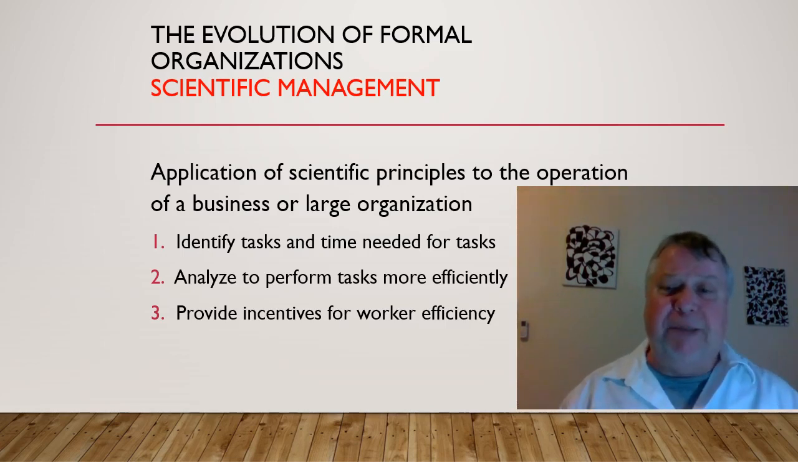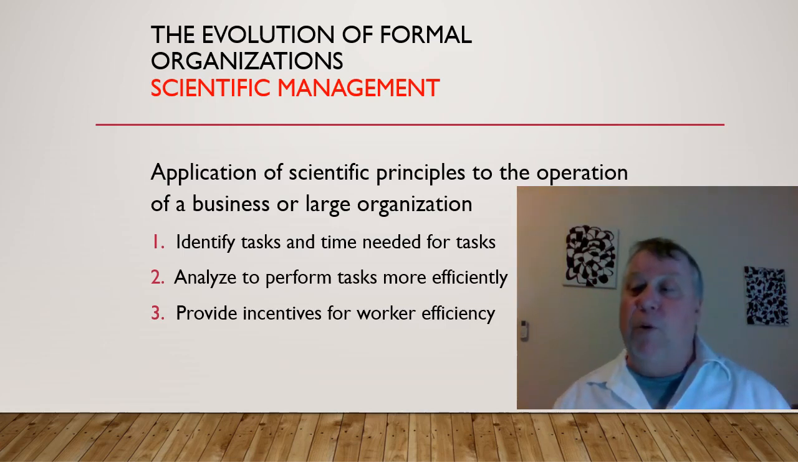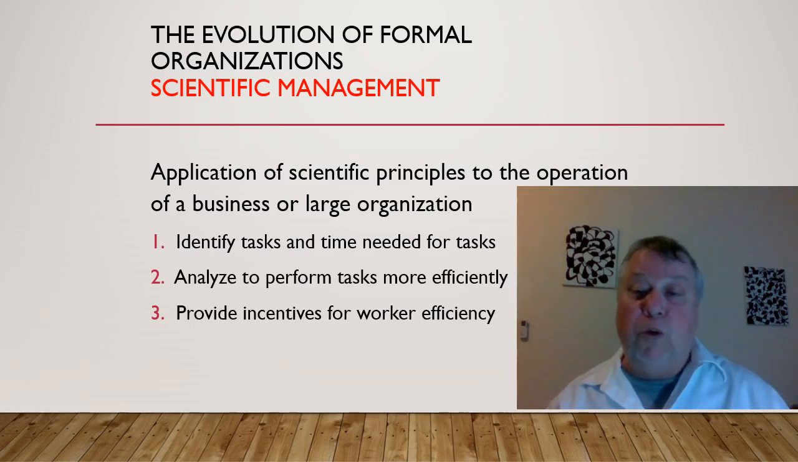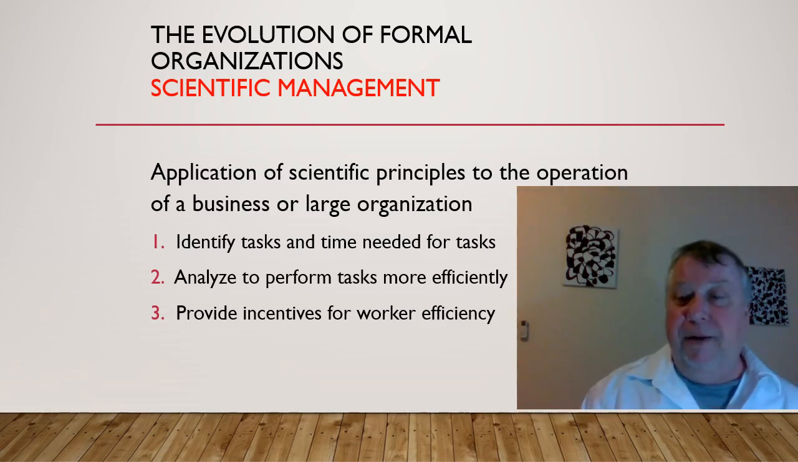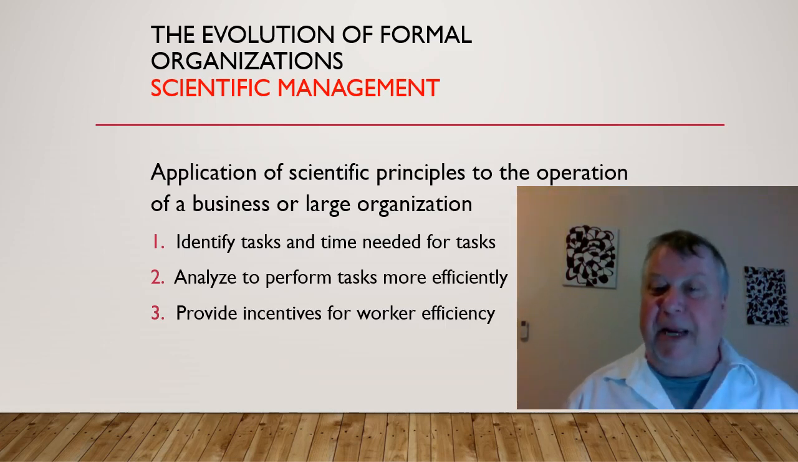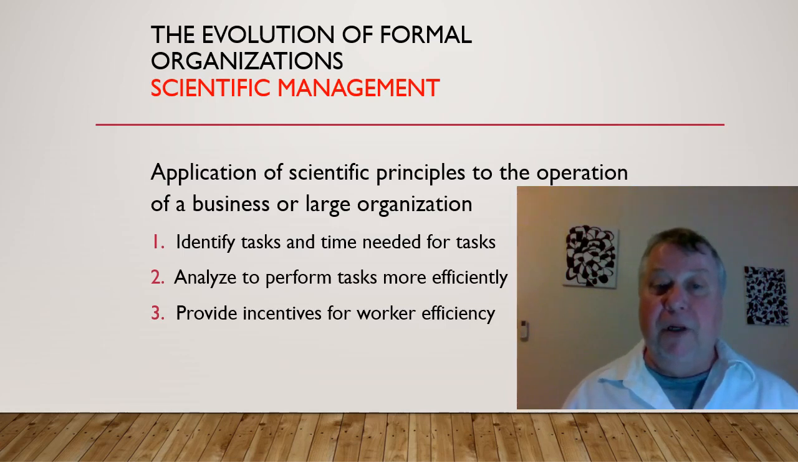So scientific management may be applied to a factory, for example, to improve the way that people work with machines or with tools, to say, okay, they can do it faster if they do it this way, right? Or they could be more comfortable, or there could be other factors involved. It's not just about speed. It may be about safety. It may be about making sure that the product is done properly, right?